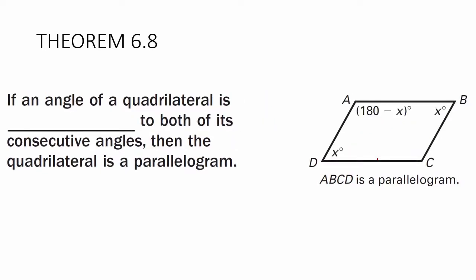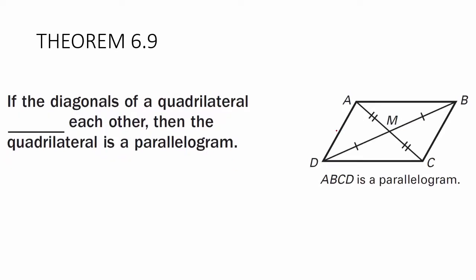Theorem 6.8. If an angle of a quadrilateral is supplementary to both of its consecutive angles, then the quadrilateral is a parallelogram. Looking at this, angle D has the same measure as angle B. Angle D's consecutive angle is A. Angle B's consecutive angle is A. Notice that angle A is supplementary. It's 180 minus X. If you have two consecutive angles and they are supplementary, then it is a parallelogram.